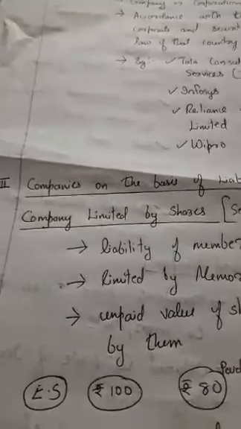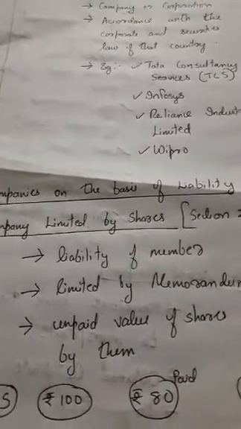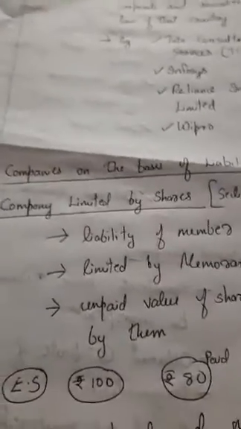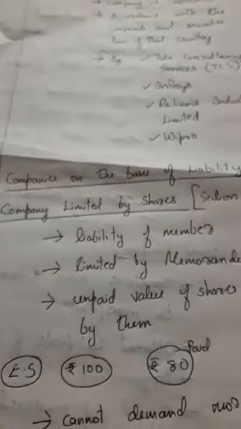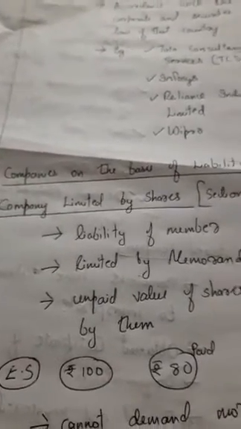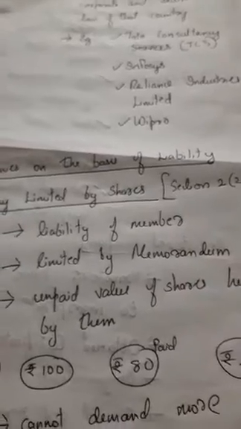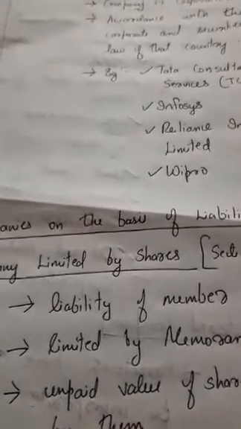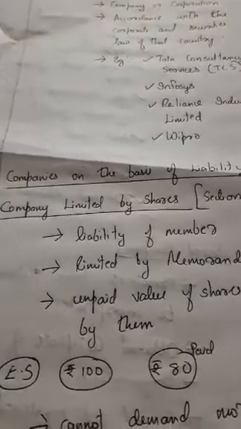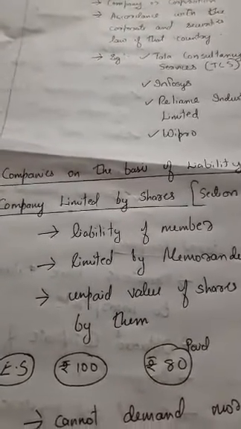Okay, now let's move on to the next head of classification. What's the next head of the classification of companies? Companies are classified on the basis of liability. How is a company classified on the basis of liability? On the basis of liability, a company is classified as a company limited by shares, a company limited by guarantee, and an unlimited company. We have already discussed that.